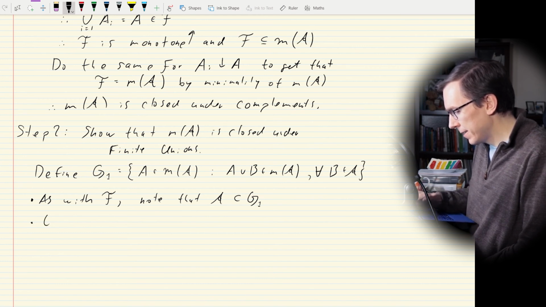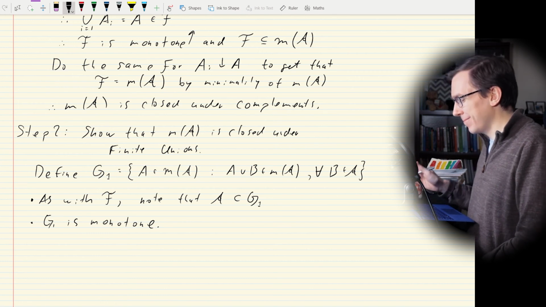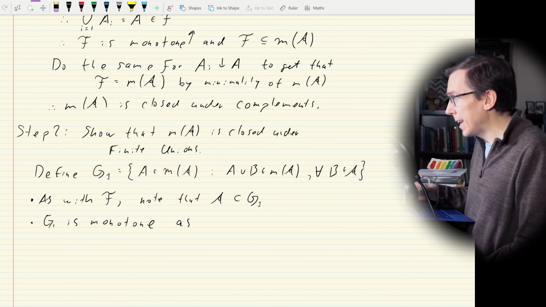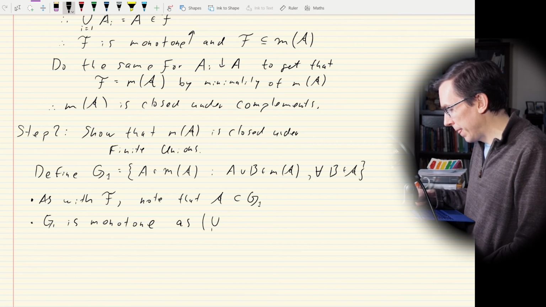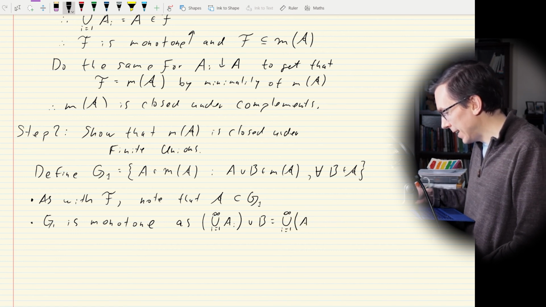And it turns out that G1 is monotone. Don't believe me? Well, let's try to show it. G1 is monotone as the union i from 1 to infinity of A_i unioned with some set B is going to be the union i from 1 to infinity of A_i union B. And this is going to be A in the monotone class.